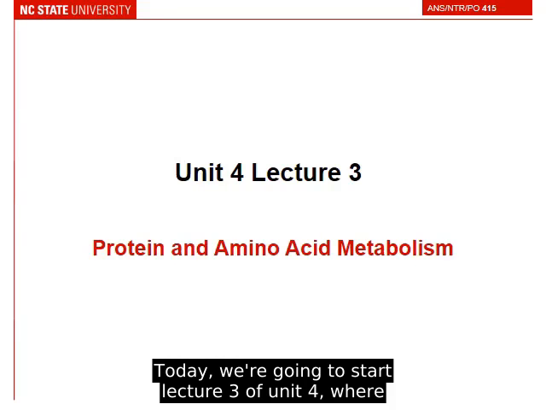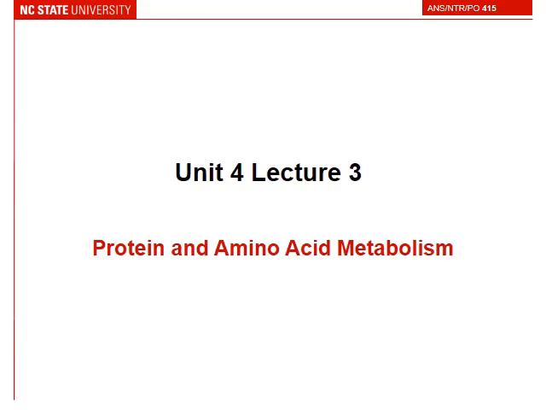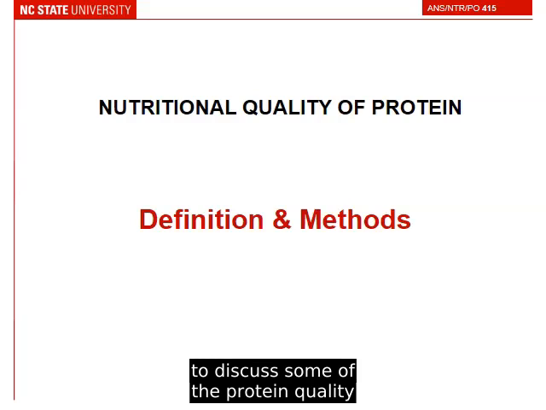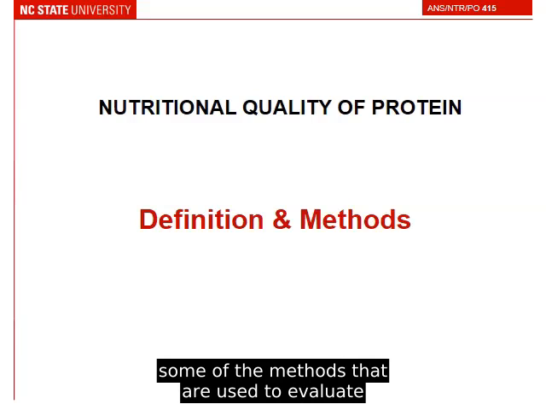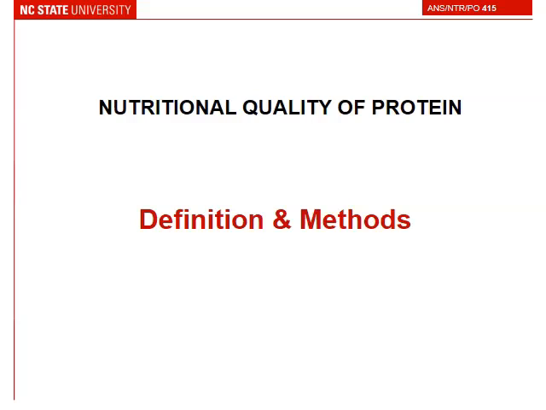Today we're going to start Lecture 3 of Unit 4, where we're going to discuss protein and amino acid metabolism. Before we get into the metabolism of proteins and amino acids, we're first going to discuss some of the protein quality and define protein quality and discuss some of the methods that are used to evaluate the quality of protein.